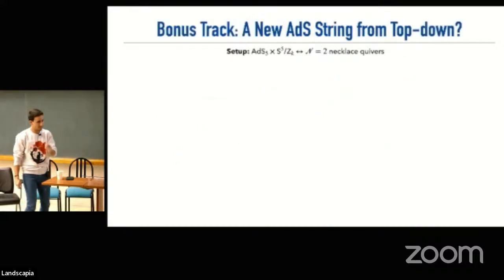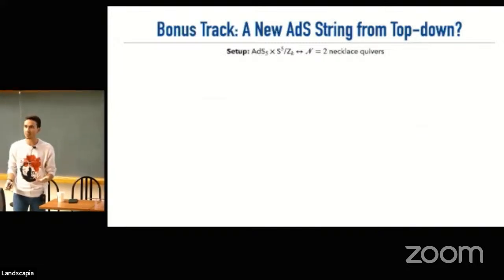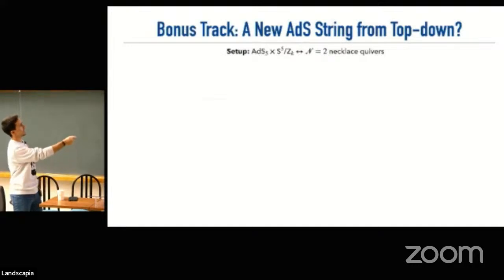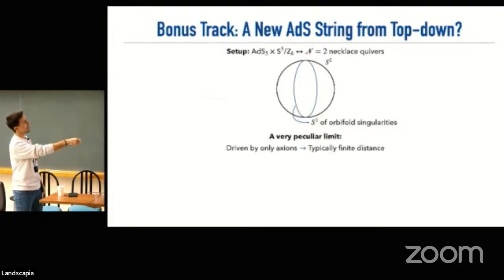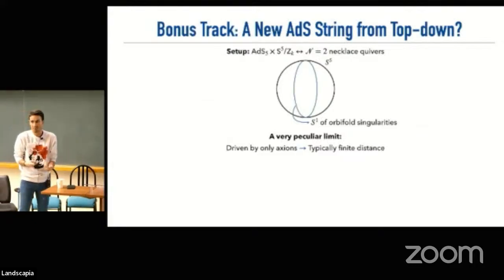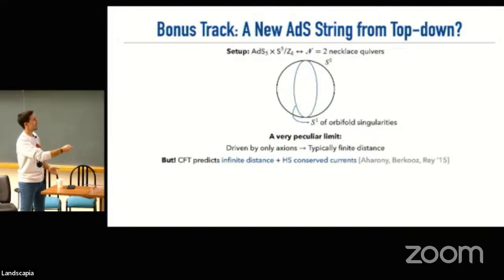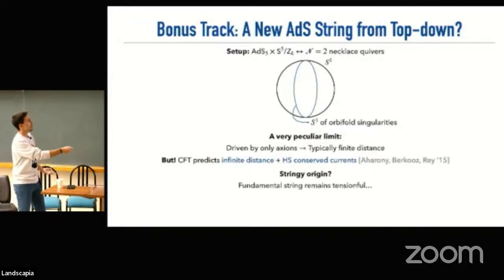And to finish very, very quickly, let me just point out a candidate for one of these new strings from the top down, and it's that in this setup, you have just an S5 orbifold by Z_k, and the Z_k is an S1 of a singularity. And then there is a very particular limit that is only driven by axions, that is a limit that you would typically consider to be a finite distance. But then you go to the CFT, and the CFT predicts infinite distance and higher spin, so the CFT distance conjecture. And then you can ask what is the string geometry of these higher spin strings from the bottom.